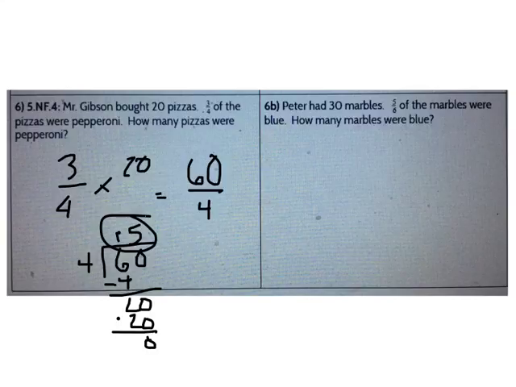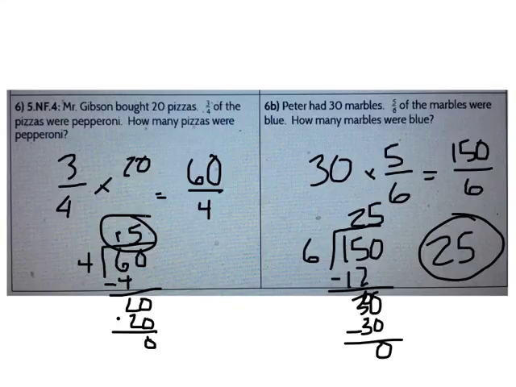Peter had 30 marbles. 5/6 of the marbles were blue. How many marbles were blue? Go ahead and solve that problem now. 25 of the marbles were blue. 30 times 5/6 is 25.